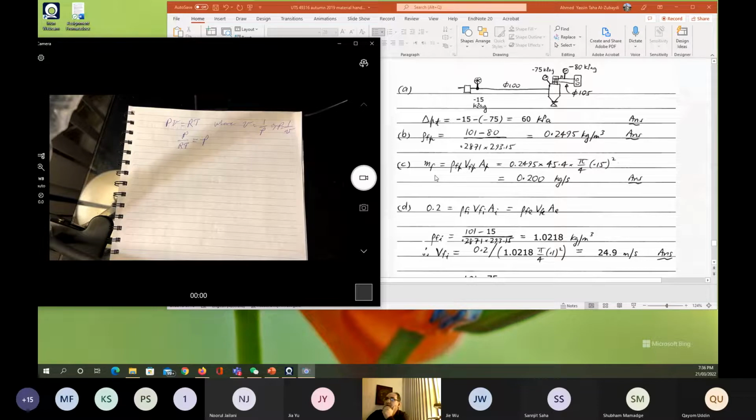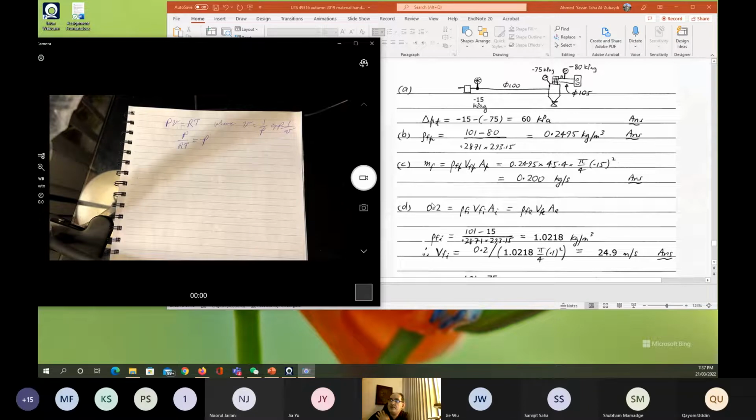What else? Now I need to calculate the MF. The mass flow rate is equal to the density multiplied by the velocity at the entrance multiplied by the cross-sectional area. We've been given the diameter of the pipe, the velocity, and the density. So I can find the MF value, which is going to be equal to 0.2 kilograms per second. Now we have the continuity equation.